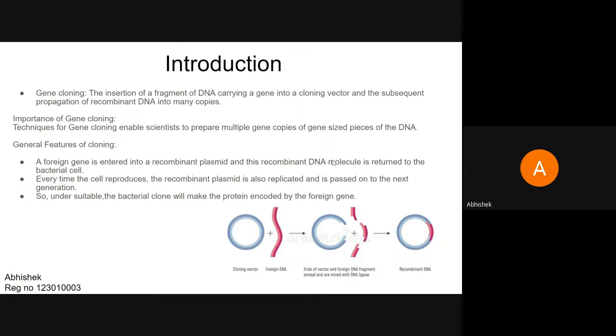So basically what we are trying to say is you take a fragment of DNA that you want to be expressed, and then you select a particular cloning vector, and then you insert that fragment of DNA into the cloning vector so that the desired gene is expressed.